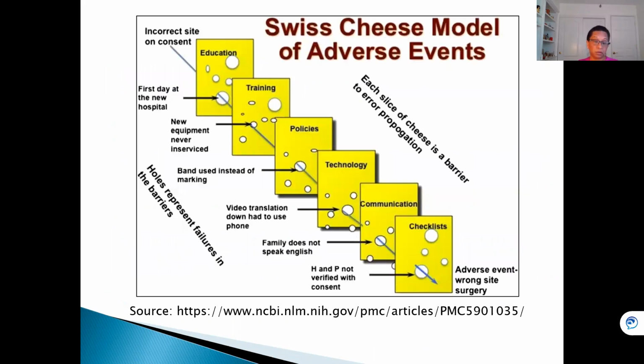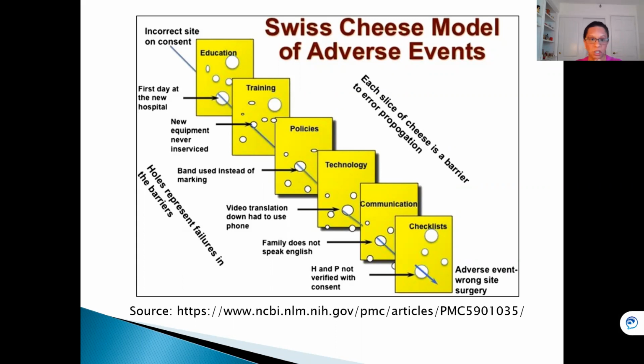If you're coming from a safety background, you have seen the slides probably to the point where you're sick and tired of it. But if you're not coming from a safety background, this is another visual that's presented at conferences and textbooks and so forth over and over again. It's called the Swiss cheese model of adverse events. It was really come upon by James Reason, who's one of the founding fathers of patient safety. And this is giving just a visual depiction of how to address safety issues and what they kind of look like. So on the top left, you have incorrect site on consent.